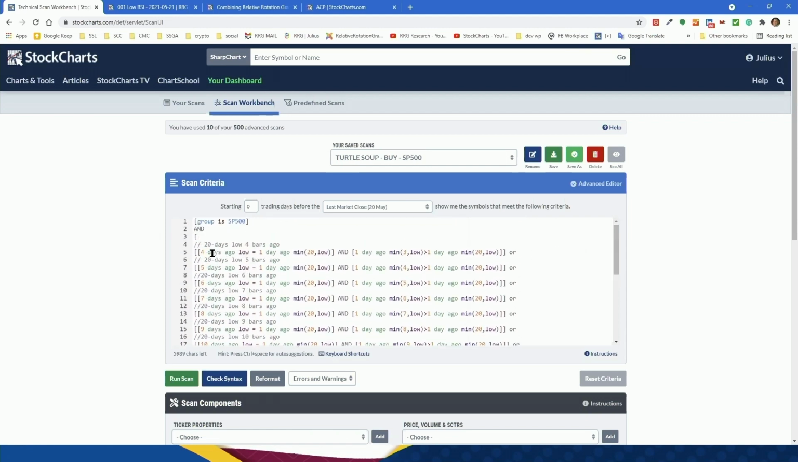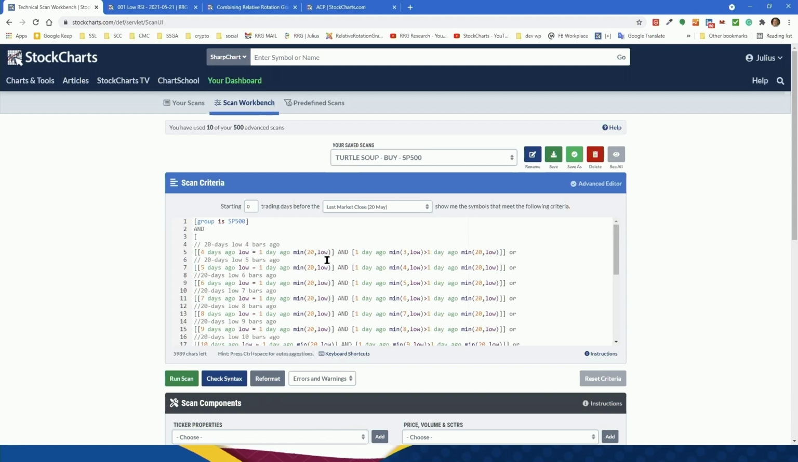Let me try to take this in slowly, and it's a video, so you can go back and forth and look at the code and figure it out for yourself. But what we're looking for here is the low of 4 days ago. So the low of 4 days ago equals the minimum, so the lowest low over the last 20 days of yesterday, of 1 day ago. So 4 days ago, we had a 20-day low. If that is true, then this comes out as true.